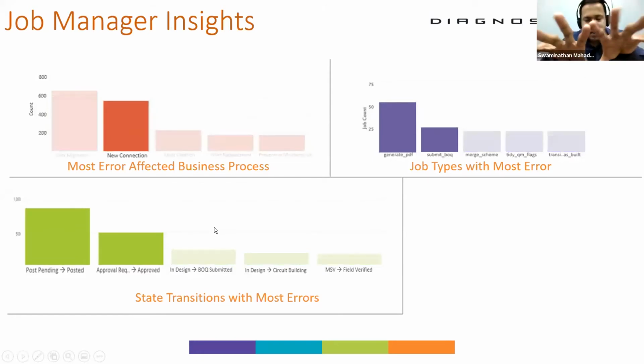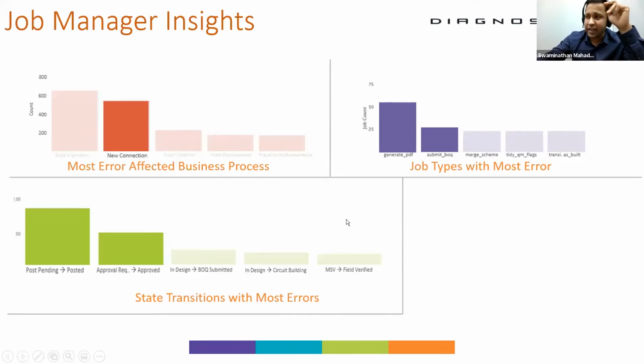If I zoom in to what we actually conveyed, the end result was this. New connection, one of the most important business processes, was getting a lot of errors. It was the second most error-affected business process. In that, we saw that these two jobs, the one related to generating PDF and the submission of BOQ, took a lot of time and had a lot of errors. And these errors were usually being reported when the data was being posted or when the approval was being requested.